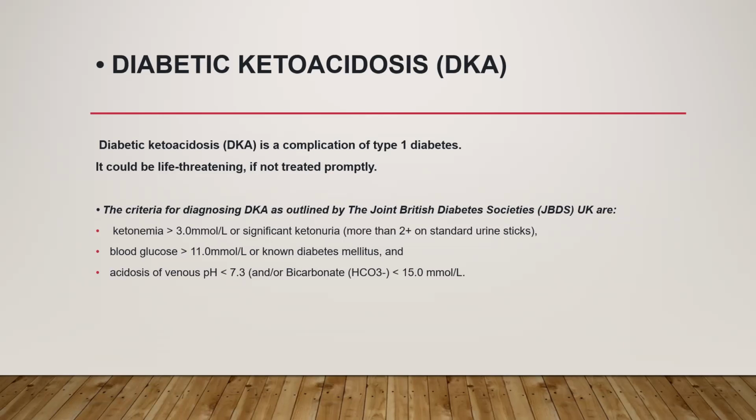So to recap again, diagnostic criteria for DKA: ketonemia more than 3 millimole per liter, or ketonuria more than 2 crosses on standard urine dipstick, and blood glucose more than 11 or even non-diabetic, and acidosis, pH less than 7.3 and/or bicarbonate of less than 15 millimole per liter.